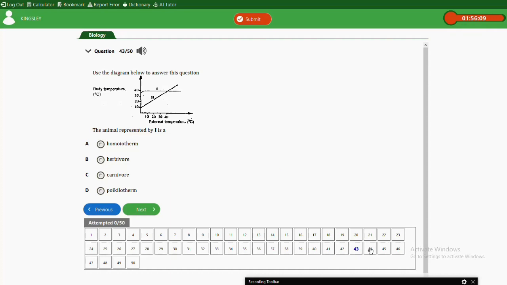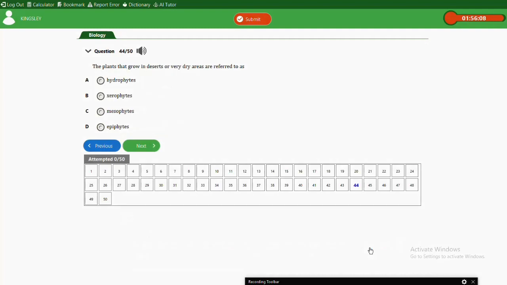That's question number 43. Use the diagram below to answer the question. It says the animal represented by I is A, homeotherm, B, herbivore, C, carnivore, and D, poikilotherm. So the correct option here is homeotherm, because this animal is able to survive in different external temperatures, and the body temperature actually remains the same over a wide range of temperatures.